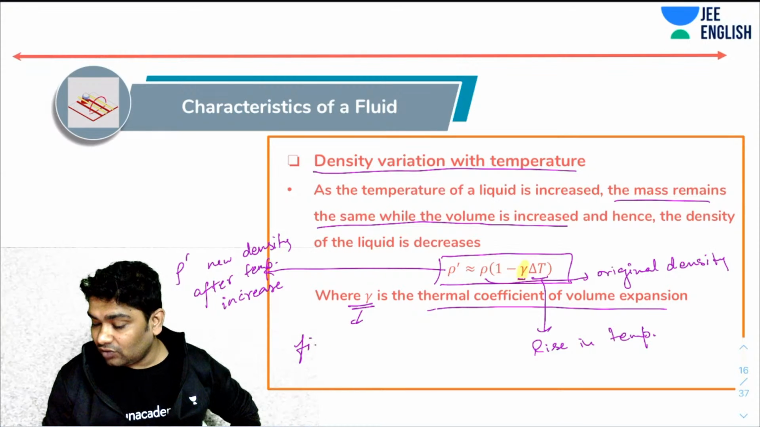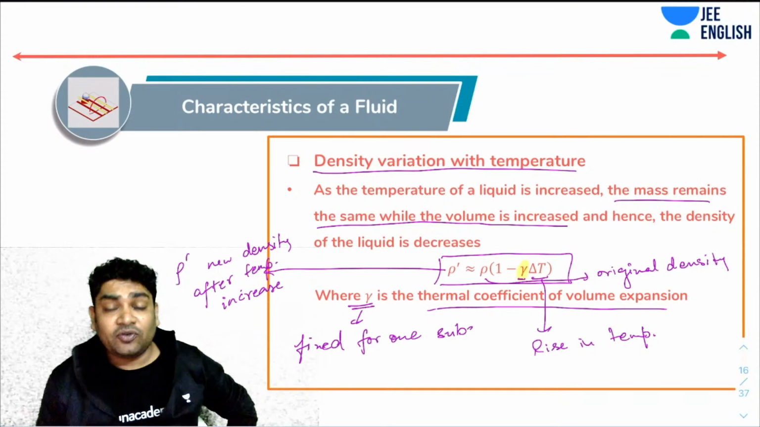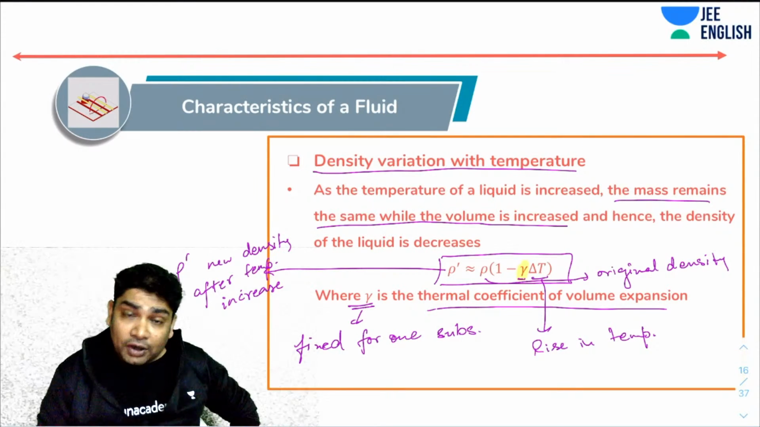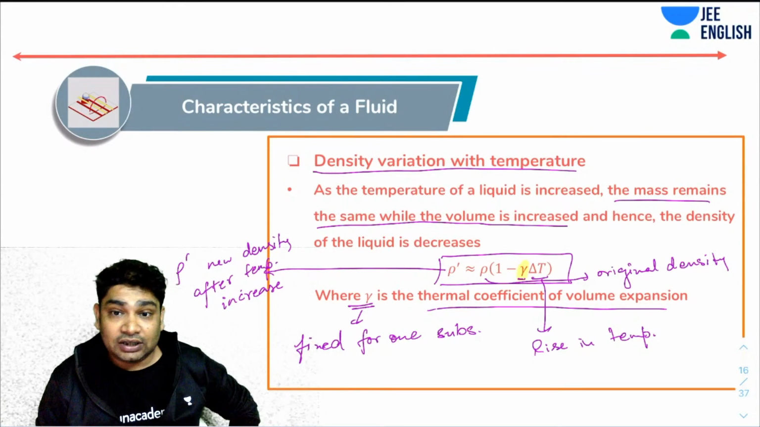So fixed for one substance. For instance, for water you will have one gamma. For oil you will have another gamma. For petrol you can have another gamma.